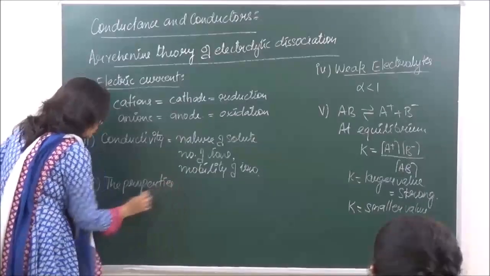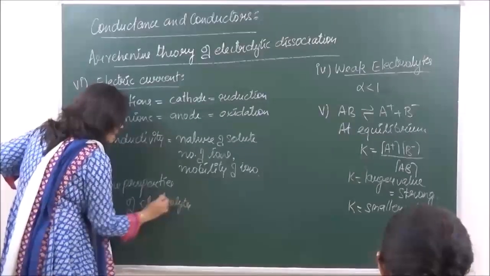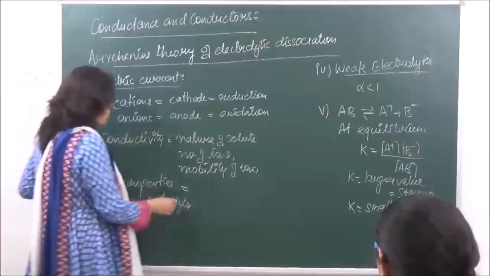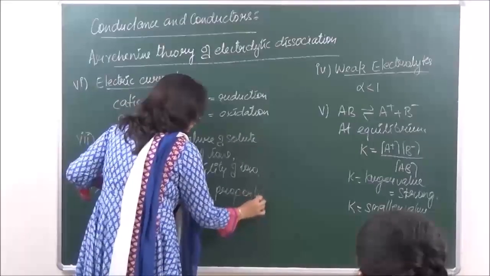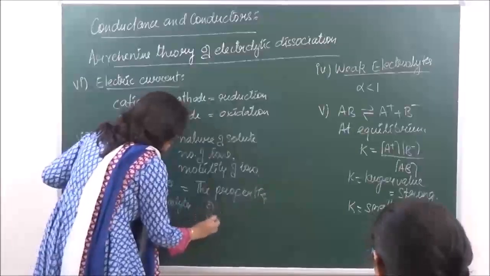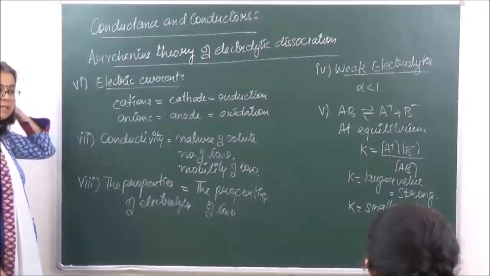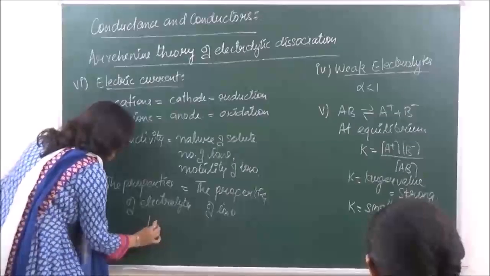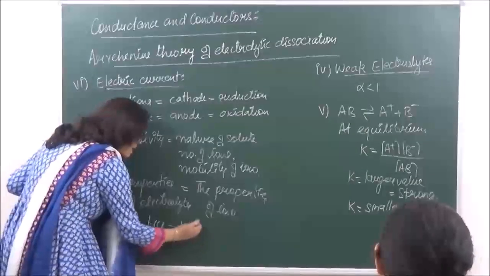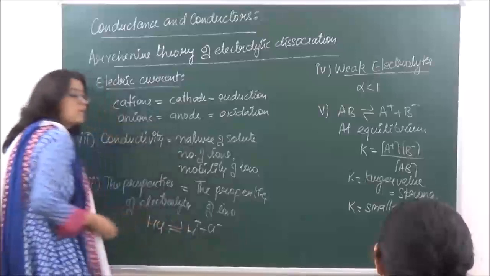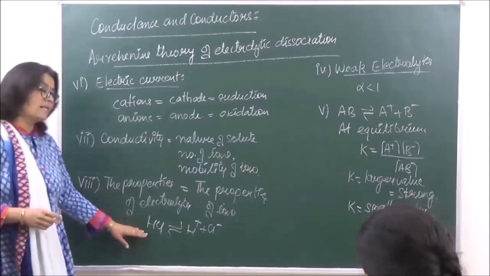The properties of the electrolytes are equal to the properties of ions. For example, when we are talking of any acidic electrolyte, like HCl, the electrolyte is acidic because its ions produce H+ ions in solution. Therefore, the electrolyte is acidic.